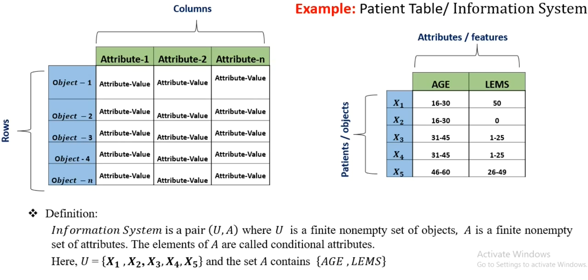And an information system is a pair (U, A), where U is a finite non-empty set of objects and A is a finite non-empty set of attributes. The elements of A are called the conditional attributes. So here in this case, U consists of X1, X2, X3, X4 and X5, the collection of all the objects, and A is the collection of all the attributes. These are called conditional attributes.